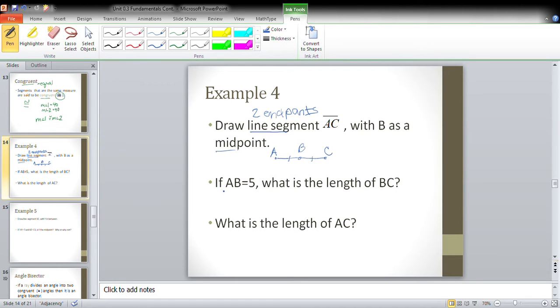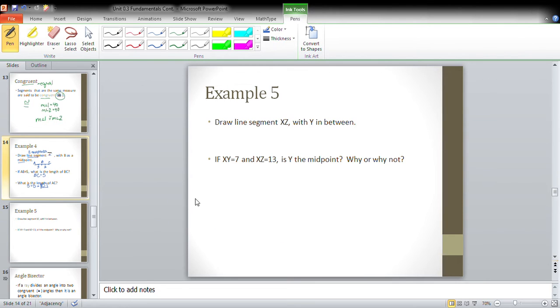So it says if AB is equal to 5, so this segment is 5, what is the length of BC? Again, these are the same. Those little dashes mean the same. So that is also going to be 5. And what is the length of AC? Again, if this is 5 and this is 5, we know they're going to be added together, angle addition or segment addition, right? Because this plus this is going to be equal to AC. So now we know that that length is 10. So 10 is our answer there.